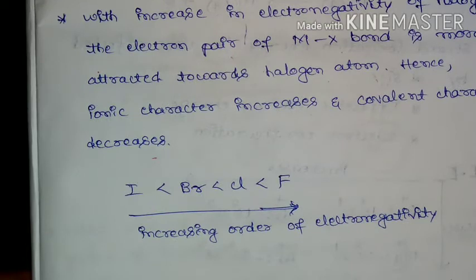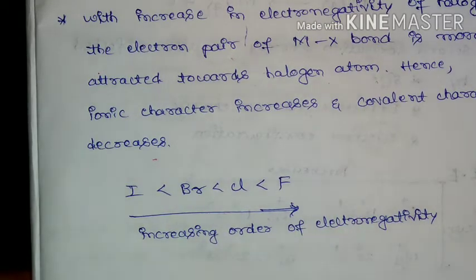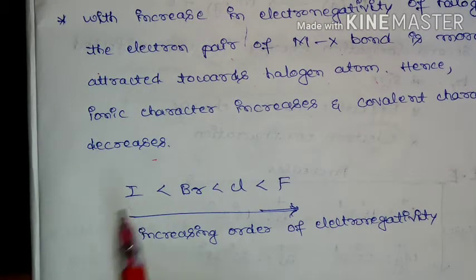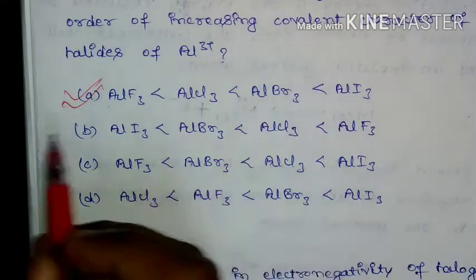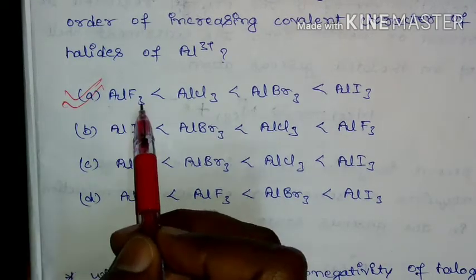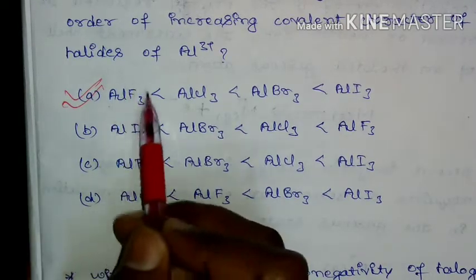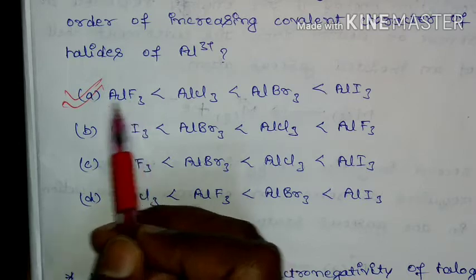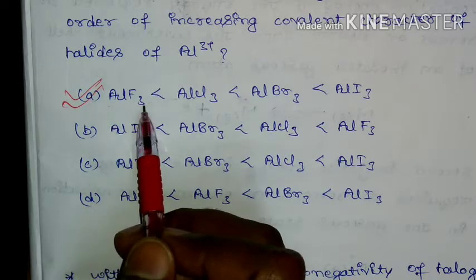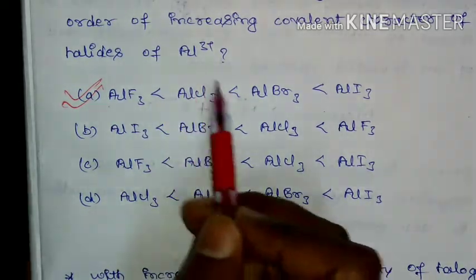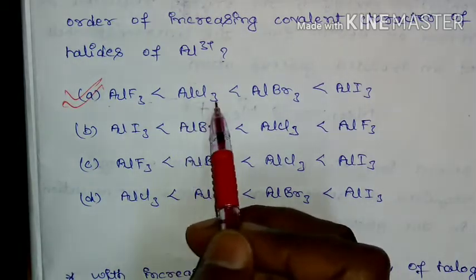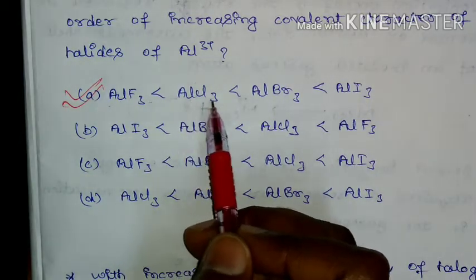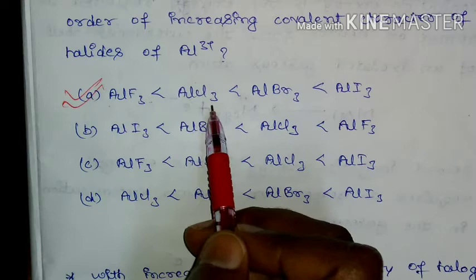So here, this is the increasing order of electronegativity. Iodine will be less electronegative and fluorine will be more electronegative. So option A is correct here. AlF3, because of the electronegativity of fluorine, is completely ionic. In AlCl3, there is a decrease in electronegativity, so it is going to have less ionic character and an increase in covalent character.